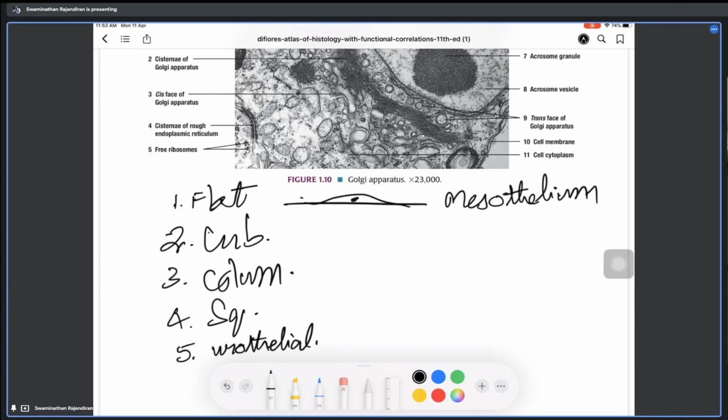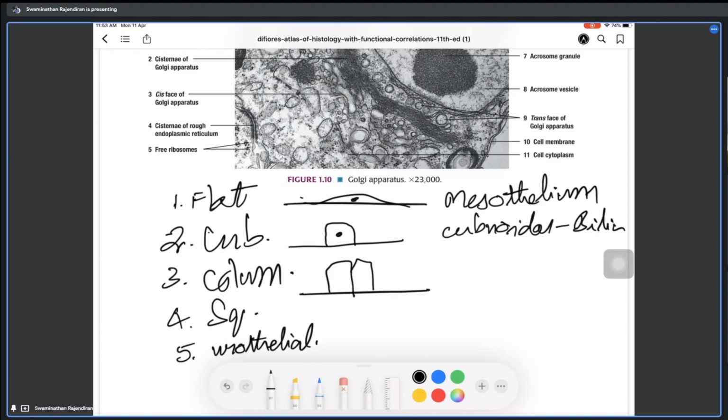But you have to see it. Cuboidal means slightly larger. I will tell you the criteria. You remember the biliary epithelium: biliary, cuboidal. Columnar: the best example is the stomach, gastric epithelium. Squamous is flat cells. The best example is the esophagus.